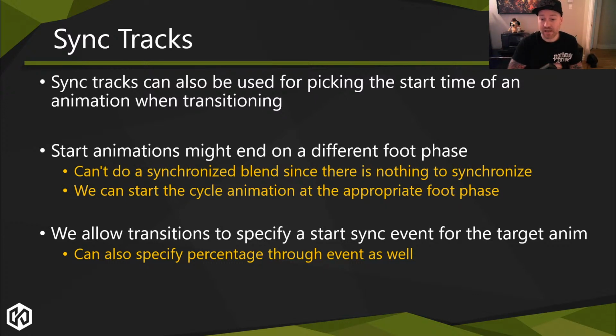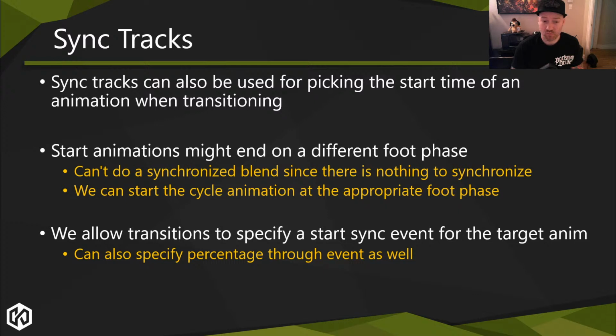We can basically say, hey, in the target animation, I need you to start at sync period 1 or 2 or 3 or 50% through period 7. That is information in the graph that we can set up per transition. And we can basically have some flags saying, match the sync interval. It's not a synchronized blend. It just says, we'll blend, but you need to start the target animation at this point.